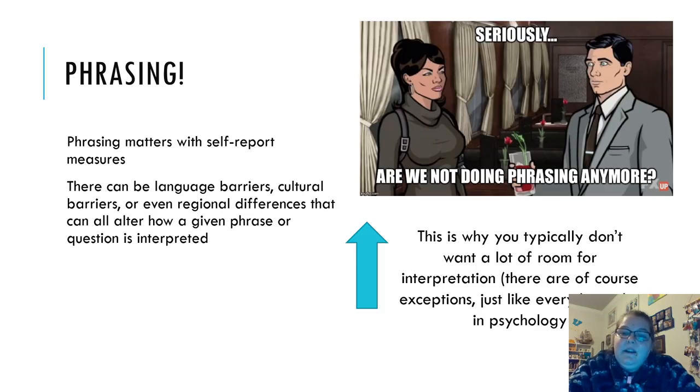And for anyone who's seen Archer, yeah, some people don't do phrasing anymore, but you're supposed to. And this is why you don't want to leave a whole lot of room for interpretation more often than not. Some instances definitely call for room for interpretation, and in those instances, it is totally acceptable. It's just, more often than not, you want it to be as straightforward as you can, just to eliminate some of these possible ambiguities.